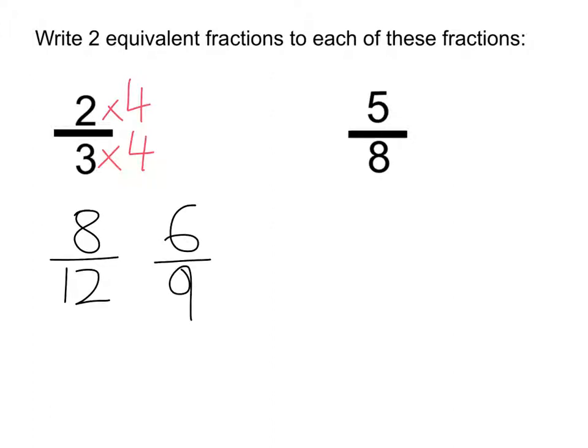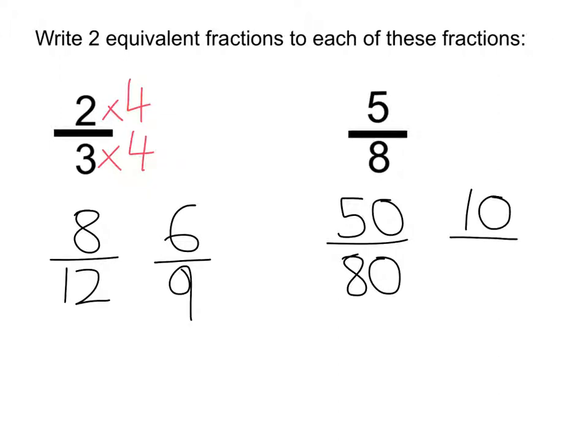Do exactly the same for 5/8. Let's times it by 10. That'll be a simple one. 5 times 10 is 50, and over 80. And let's maybe double it. 5 times 2 would be 10, and 8 times 2 is 16.